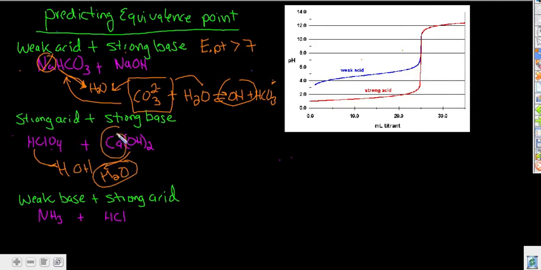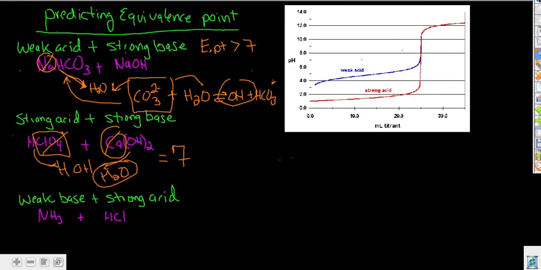So then what about the calcium, and what about the perchlorate? Well, these are ions from strong acids and strong bases. They're not going to affect the pH. So when these ions are floating around in solution, they're not going to do anything to the pH. So your equivalence point is going to end up equal to 7.